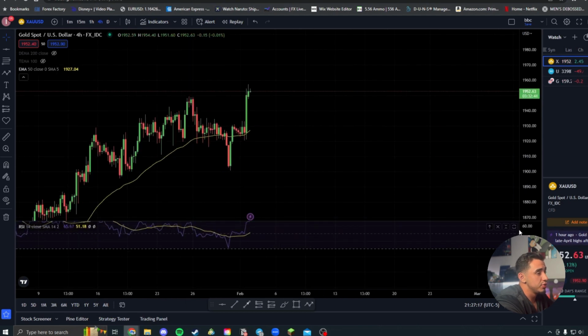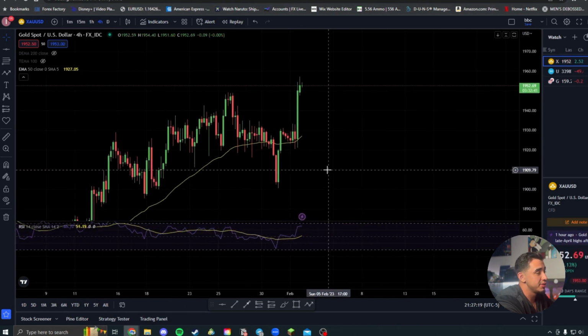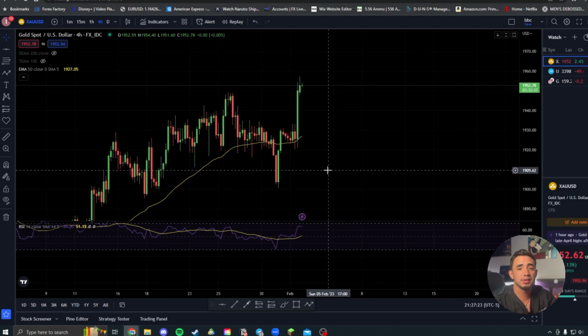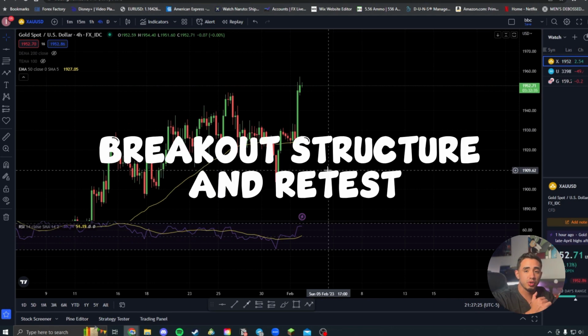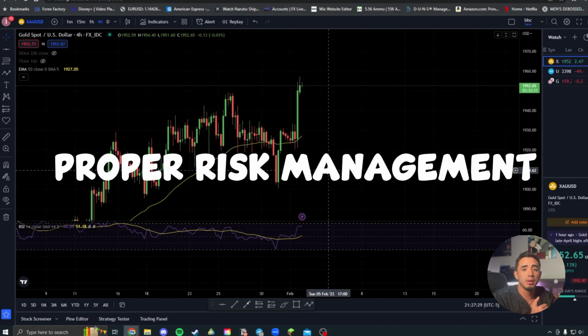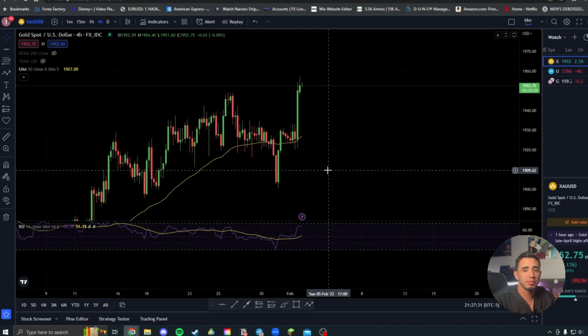So with those 2 indicators right there, it should immensely help you identify more winning trades, as long as you understand the concept of break of structure and retest, as well as confirmation or having proper risk management. Because without proper risk management, then all of this is good for nothing, essentially.